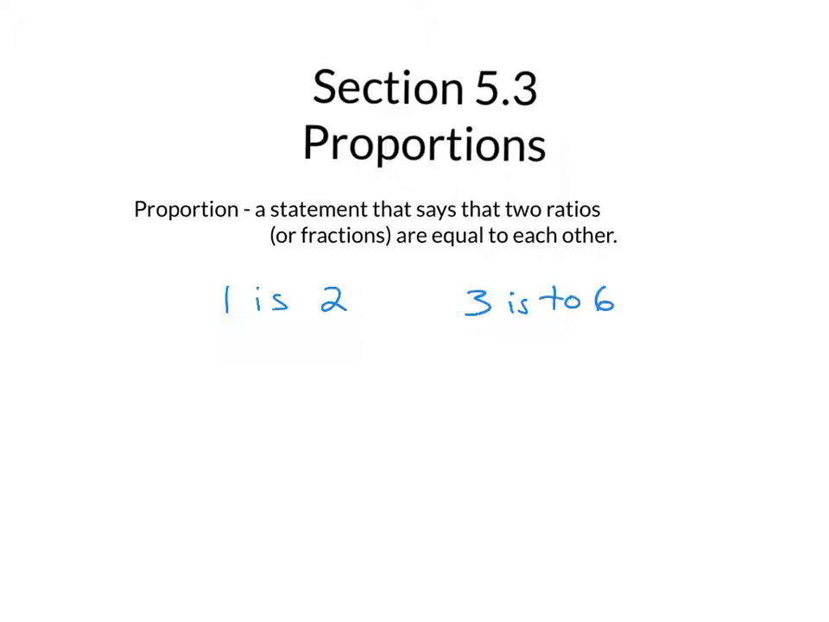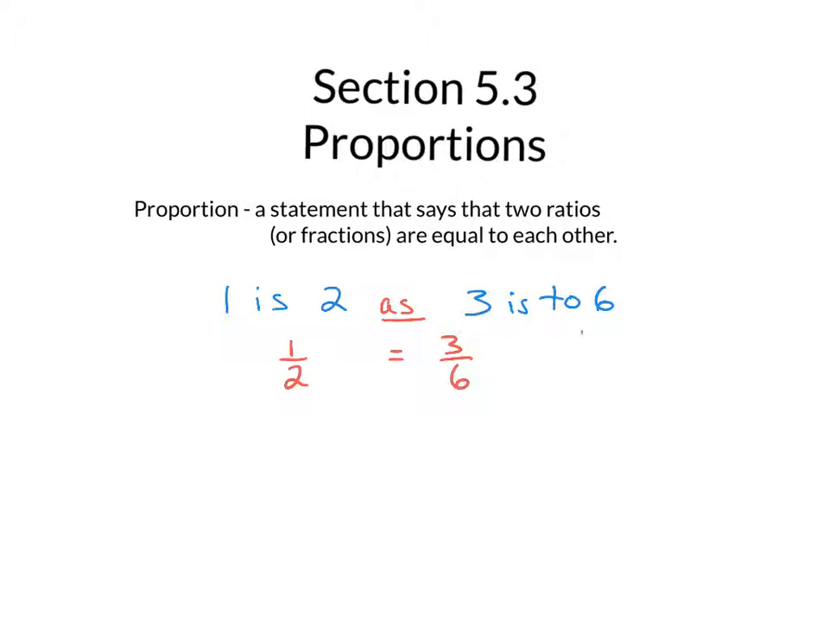3:6. So if I have it as a proportion, I would say 1:2 as 3:6. And I could write this as a fraction also. 1/2 equals 3/6. And we know that 1/2 equals 3/6, so we know that we do have a proportion. We have two different ratios that are equal to each other.